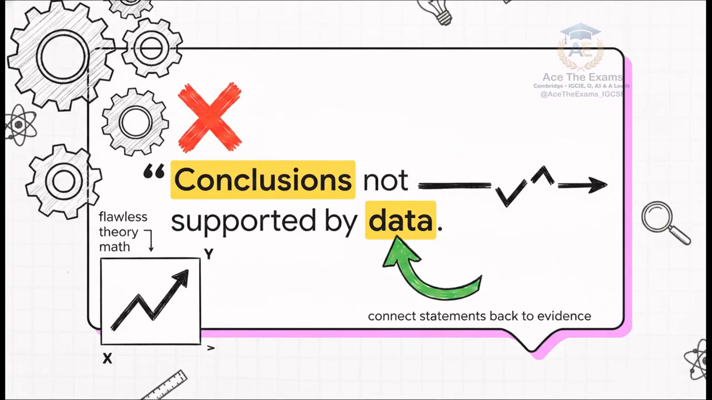Which brings us to one of the most brutal phrases in the marking world: conclusions not supported by data. This exact phrase shows up constantly in examiner reports. And what it means is, your math might be perfectly right, your theory might be flawless, but your written conclusion completely ignored your own table of results. You have to connect your final statement directly back to the evidence you just generated.